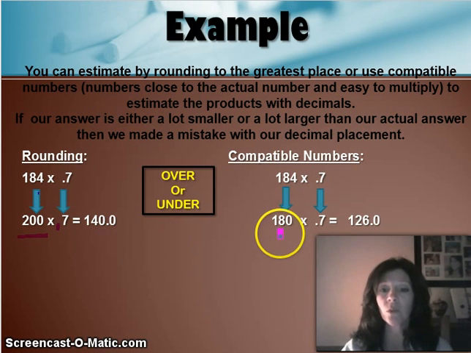For 184, the compatible number, we're just going to use 180. That's just a number that's easy to multiply. We're leaving 0.7, and that answer is 126. And let me show you why.